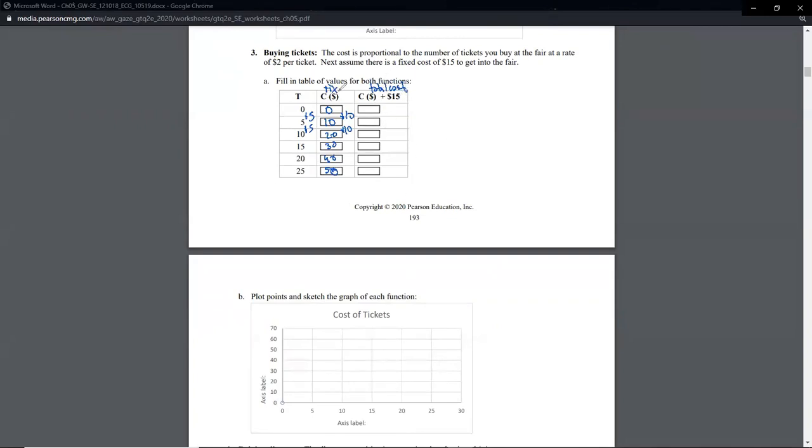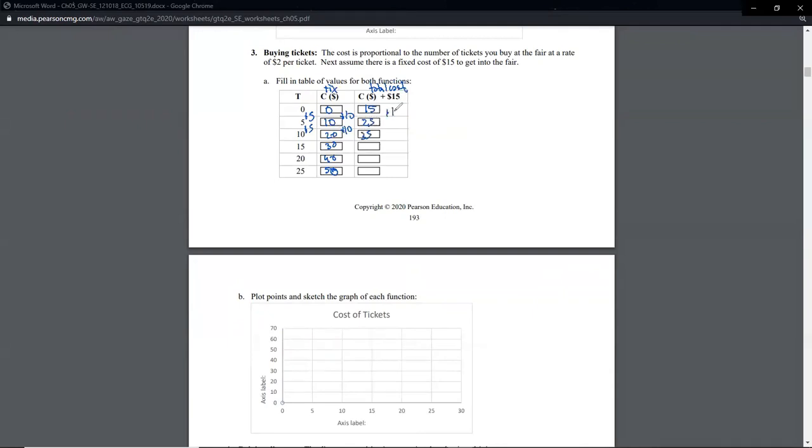But the total cost, we don't just buy tickets, we have to pay that $15 gate fee, that fixed amount. We don't pay $15 for ride 1 and then $15 for ride 2. We just pay the $15 once. So even if we pay $0 for our tickets, we still pay $15 to get in the gate. If we pay $10 for tickets, we got to also pay the $15 to get in the gate. 10 plus 15 is 25. If we paid $20 for tickets plus the 15 to get in the gate, that's 35.